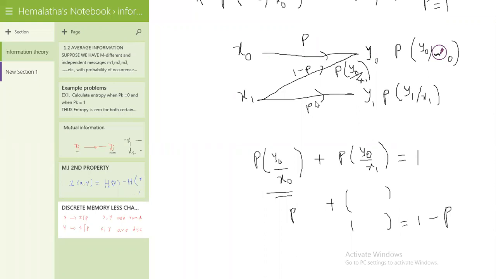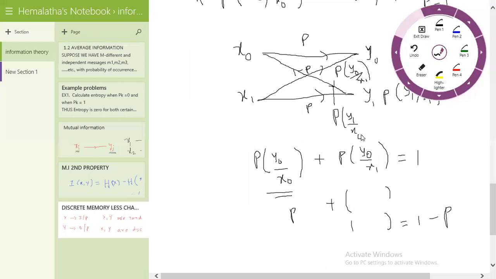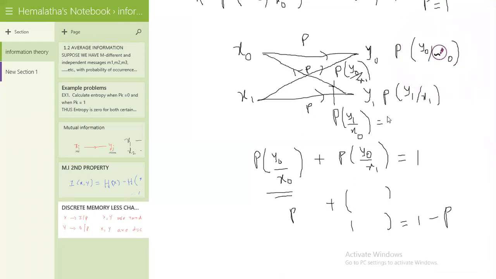So again, P of y1 when x0 is transmitted. Again, this is also 1 minus P. So this type of channel is called a binary symmetric channel. This is a binary symmetric channel. Do you understand how to write the probabilities, the output probability of occurrence of that parameter?